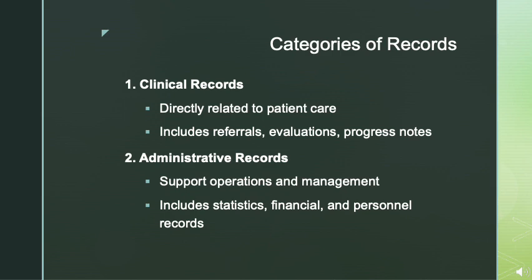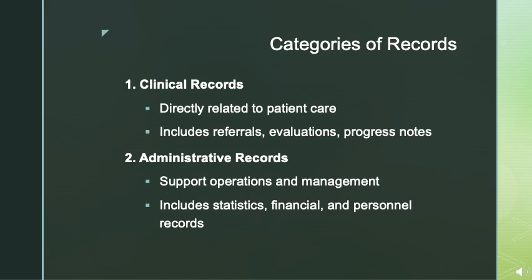Now let's discuss the categories of records. First, clinical records. These are directly related to patient care. This includes referrals, evaluation forms, and progress notes. For example, when you assess a patient and document their range of motion, that is a clinical record.